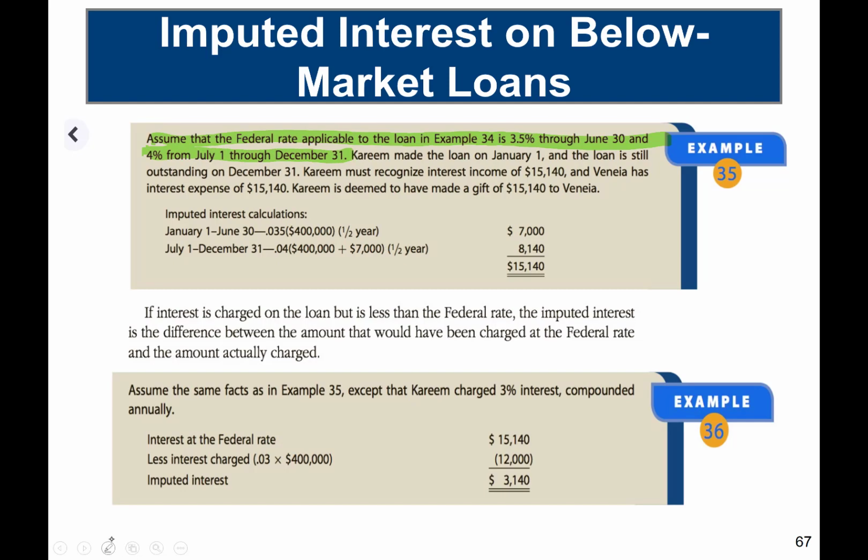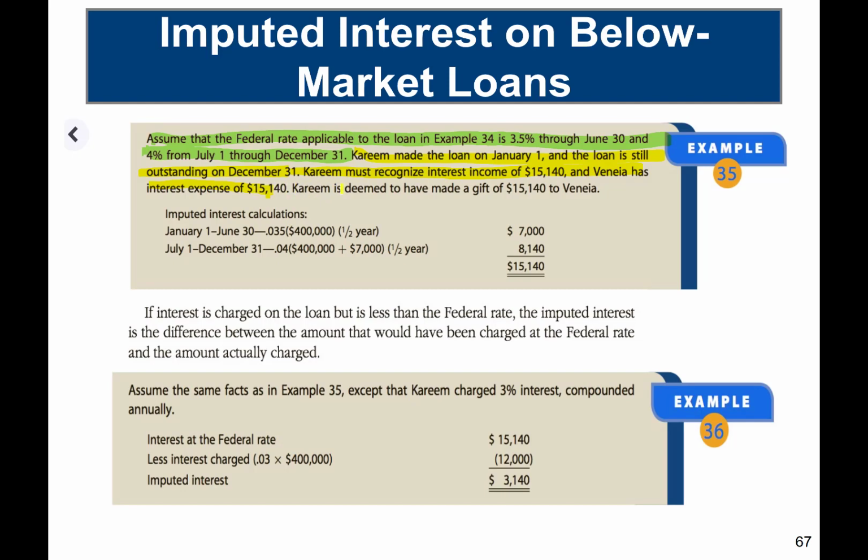Now you take a look here. Kareem made the loan on January 1st. The loan is still outstanding at December 31st. Kareem must recognize interest income of $51,140, and what's her name? Vania? Okay, interest expense of $15,140. So it's an expense to the daughter.